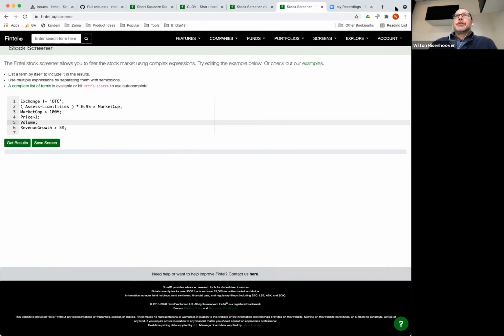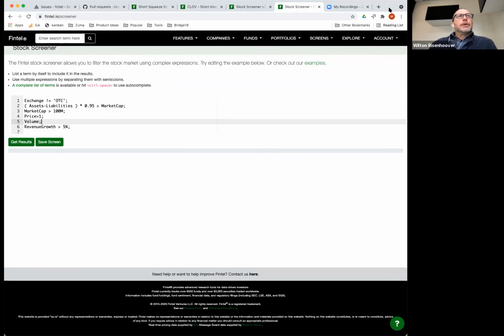But Fintel is a little bit different. Fintel has a query language, and it can be complicated and a little bit painful sometimes to learn, but it's extremely powerful. It's one of the things that we're pretty proud of here. So I'm going to walk you through how to use this, because like I said, it's pretty powerful.